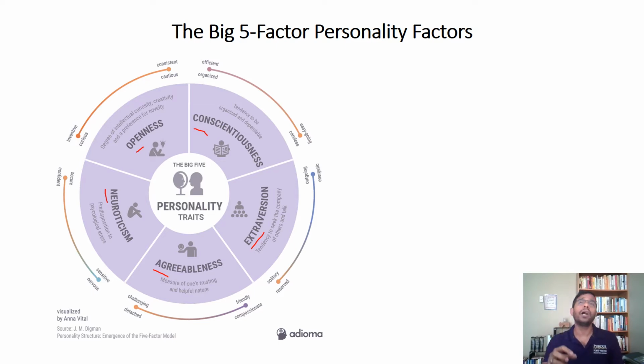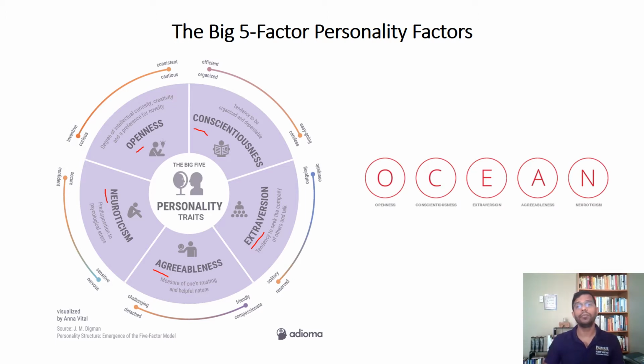In this video though, I will be talking about personality traits more from the perspective of the leader. In other words, depending on where you stand on these dimensions, how effective or ineffective will you be as a leader? Now, given that these traits are really important, I should mention that there's a very easy way to remember these five traits, and that's the acronym OCEAN. O for openness, C for conscientiousness, E for extraversion, A for agreeableness, and N for neuroticism.